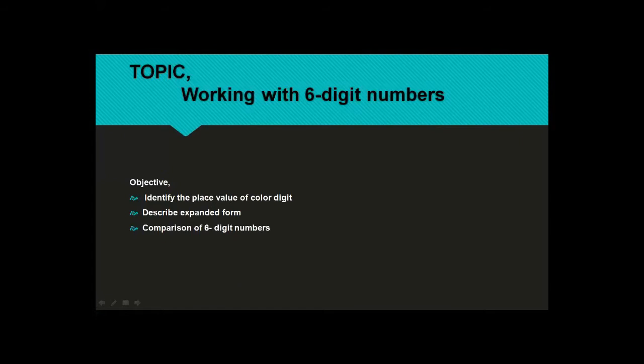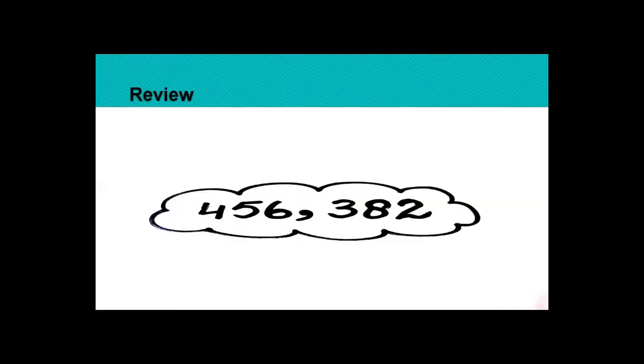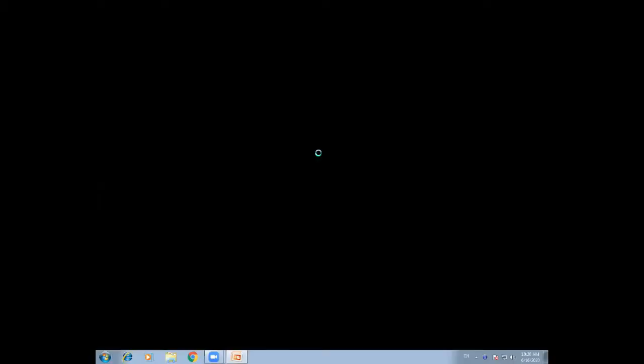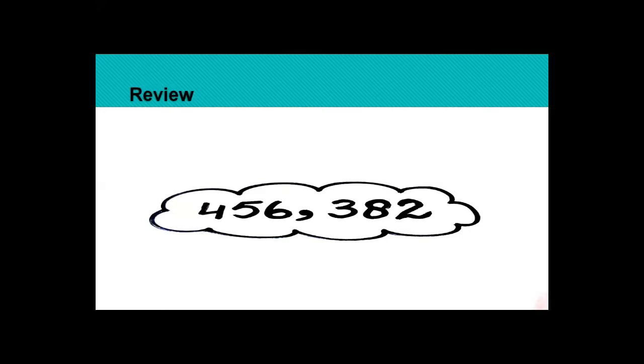Okay. Now, what have we learned yesterday? The Pakistani way and the international way to place digits: how to place digits in the Pakistani place value chart, how to place digits in the international place value chart, and how to expand these digits in lakhs, ten thousands, thousands, hundreds, tens and units. Now I will give you some review regarding yesterday's lesson. Look at this slide. Here you see a cloud and how many digits are there in the cloud? 6 digits. And our topic is about working with 6-digit numbers. You know that 6 digits start from ones and end at lakhs.